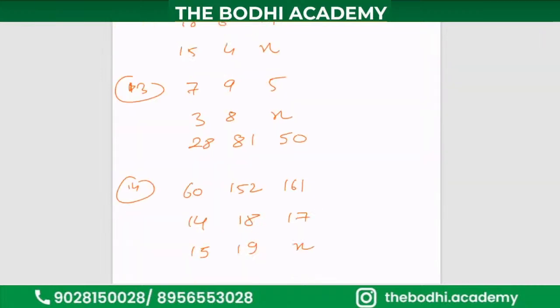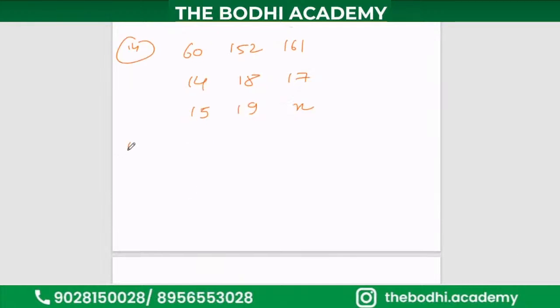Question number 15: 21, 24, 30, 56, 87, 149, 34, 50 and x. Four questions are given. Answer the questions, find the answers and comment in the comment box. We'll see how many people can find the answer for the given four questions.